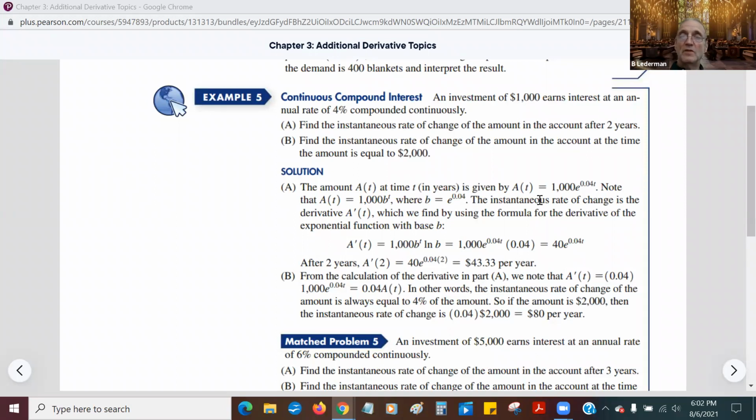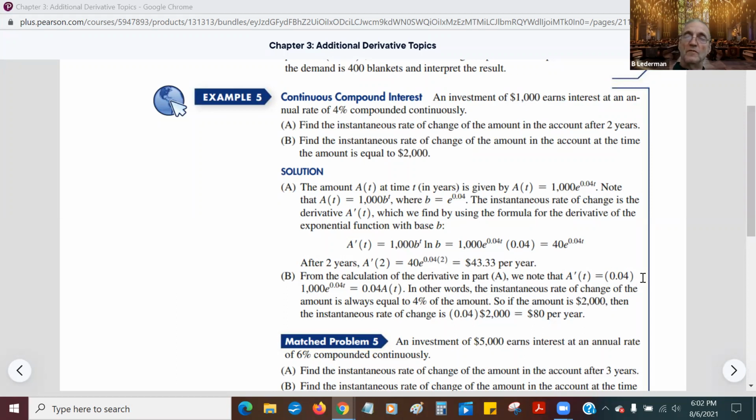The instantaneous rate of change is the derivative A prime of t, and we're going to just take the derivative. So the derivative is just going to be 1,000 b to the t times ln b, which is 1,000 e to the 0.04 t times 0.04, which winds up to be 40 times e to the 0.04 t, which means after 2 years, A prime of 2, if I just plug in t equals 2, I get roughly $43.33 per year.